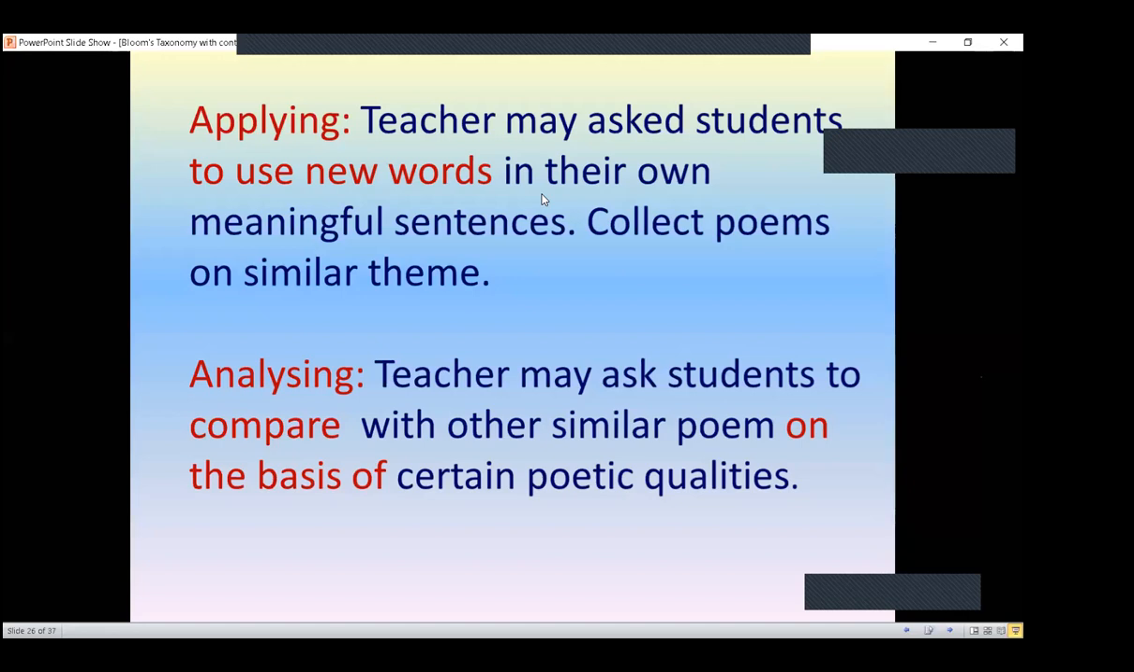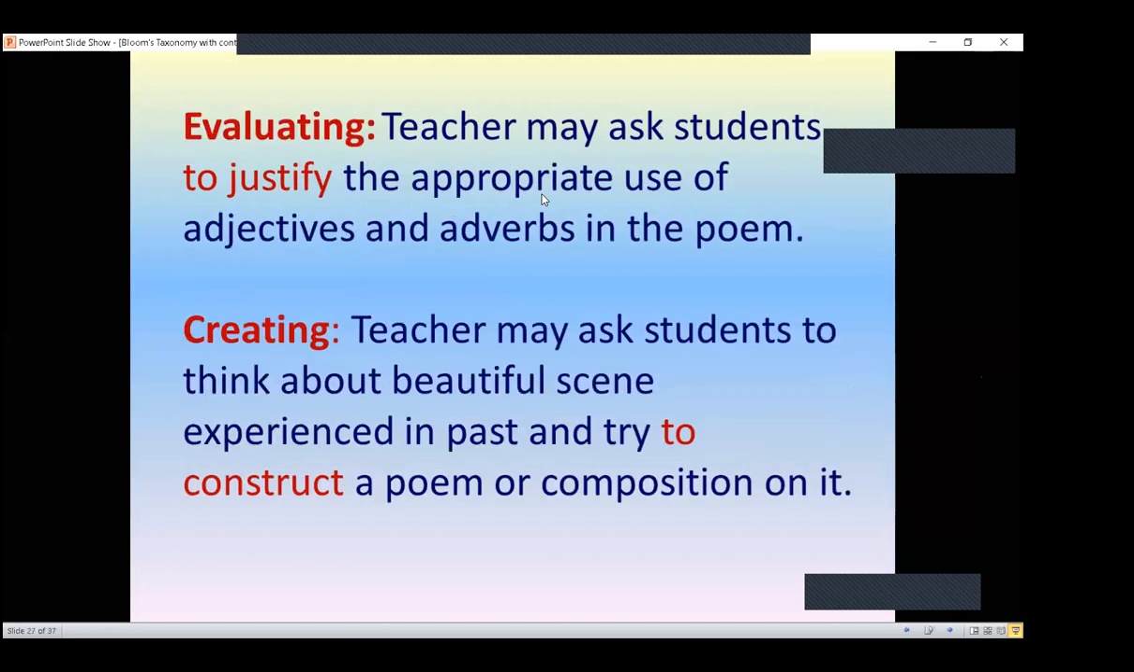If it's understanding, then the teacher might ask students to compare with another similar poem. Okay, so these are the qualities that you said about the poem. Now just take this poem and find out what similar qualities both poems have. So this is nothing but analysis.